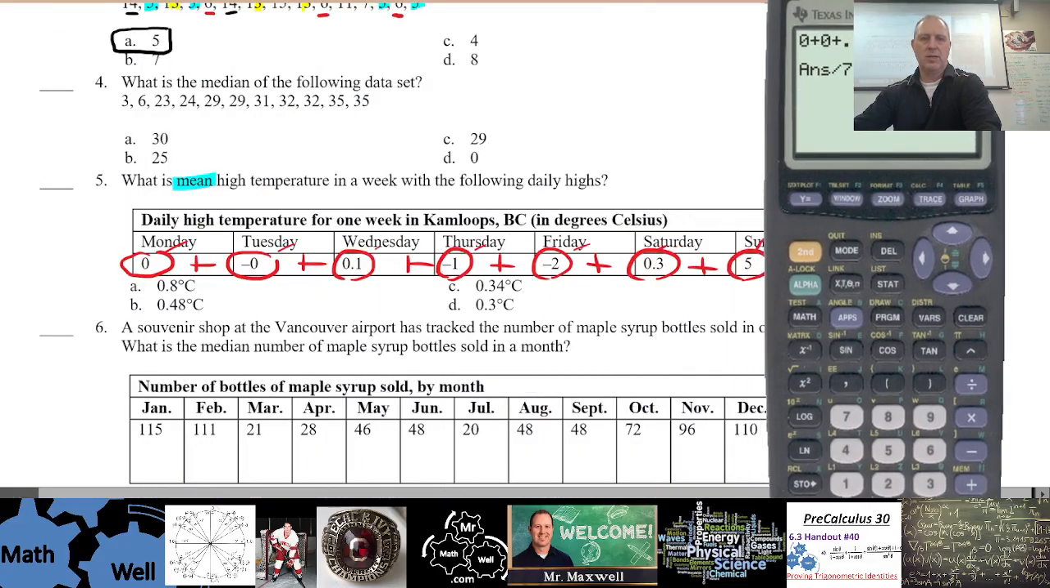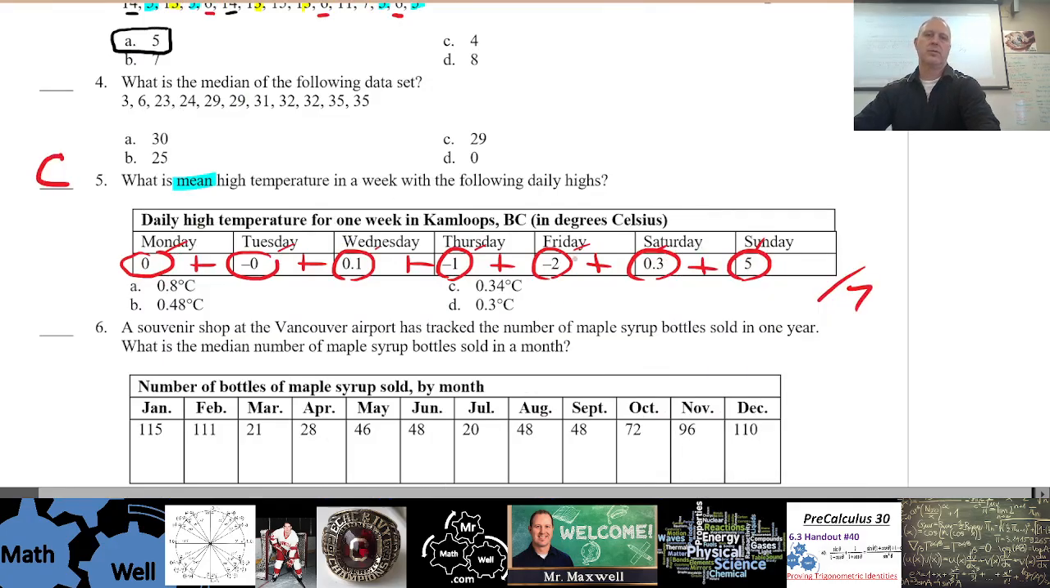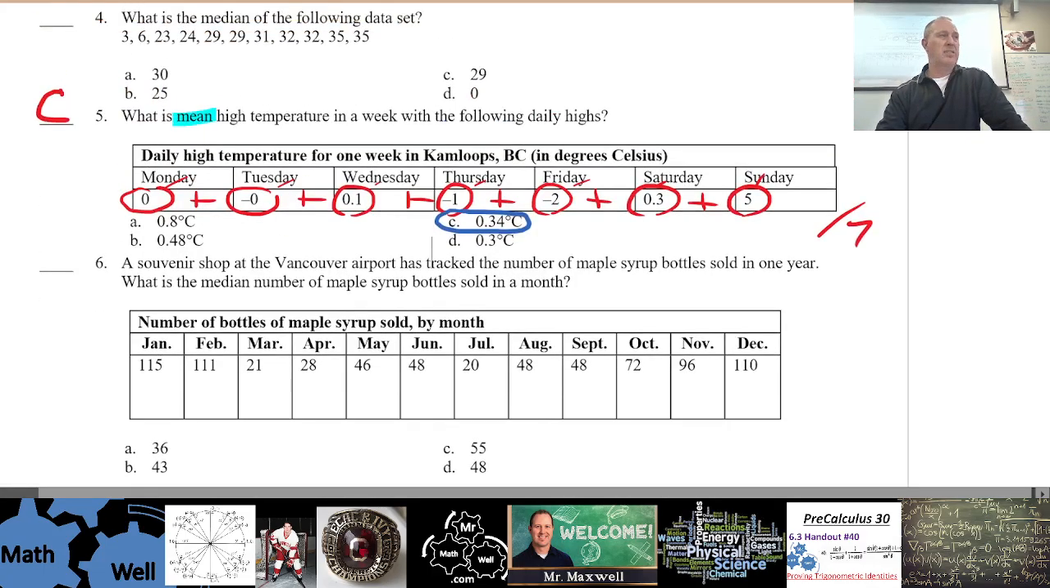So let's see, is there one that says 0.34? Sí. Yeah. Sí, señor. 34. So 0.34 degrees Celsius, okay? How's that? Is that understandable? Easy? Got that one? Okay.